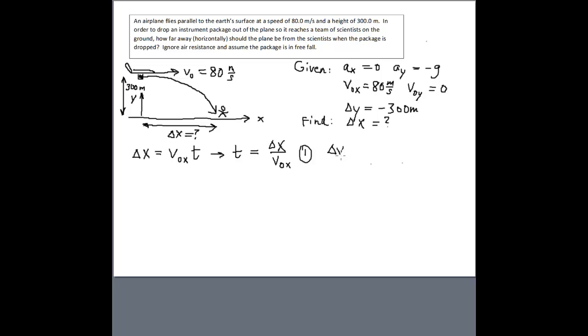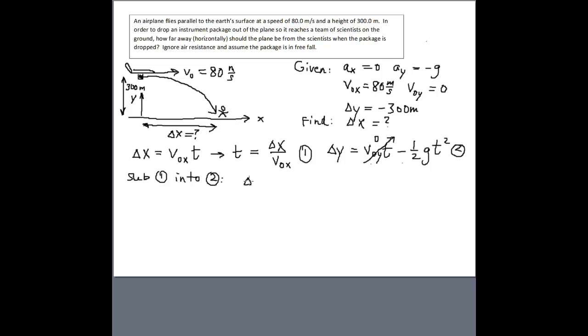Equation 2 is the expression for delta y, which is v0y t minus a half g t squared, where I've already plugged in that a sub y is equal to minus g. That's equation 2. I'm trying to solve for delta x, so let me solve. Oh, and of course what I see right away is that v0y is equal to 0. So that term goes away. So let me rewrite equation 2 and substitute equation 1 into it. Alright, so substitute 1 into 2. What will that give us?